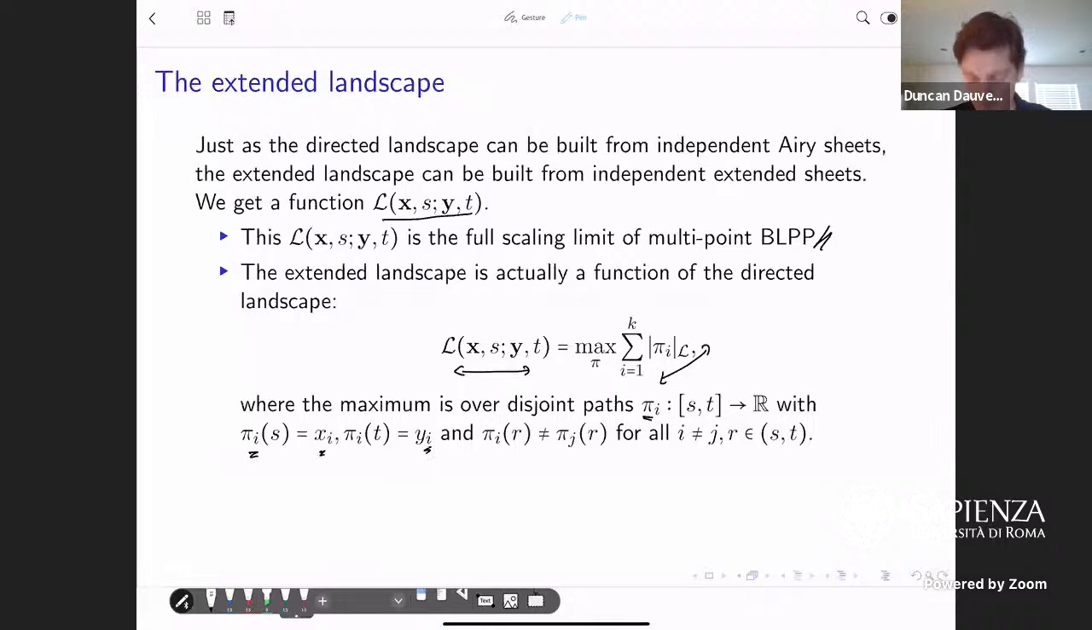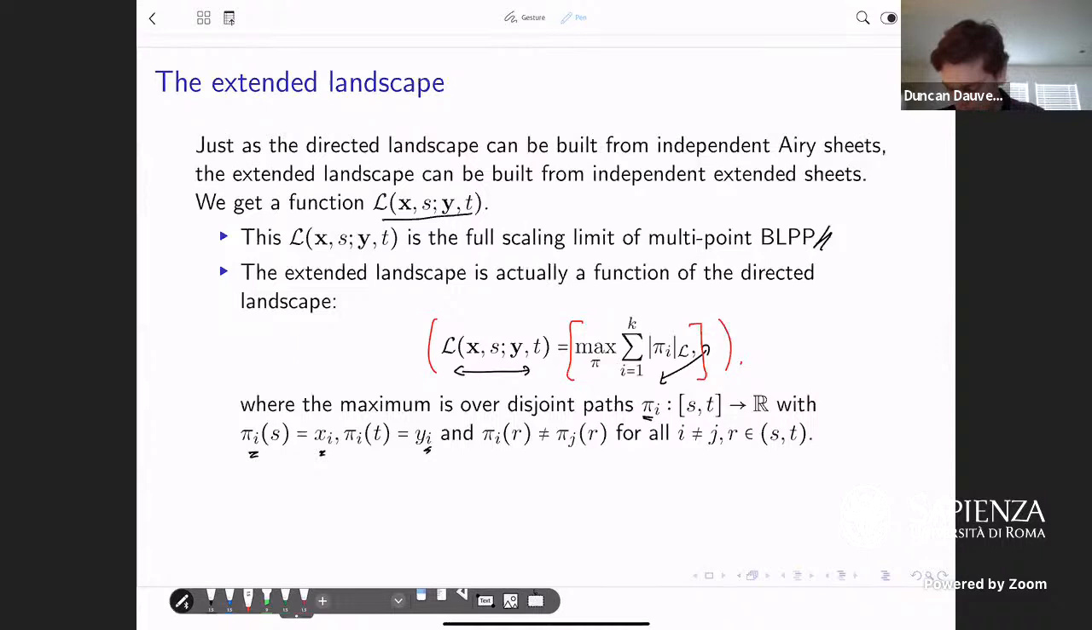So maybe I'll say something about this. Until you construct the extended landscape in this way using extended Airy sheets, it's not even clear how to make sense of the right-hand side here. So somehow this second point, though it seems quite natural, is actually really quite non-trivial and a lot of work to prove.